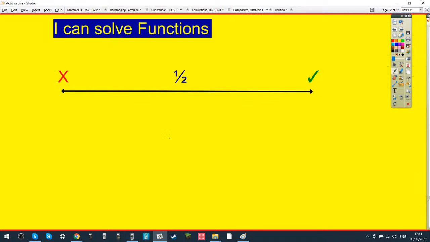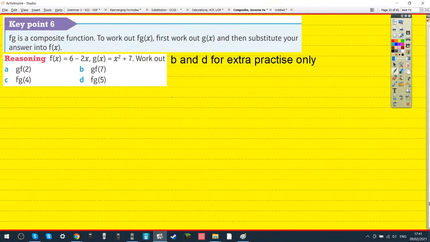Let's see. Alright, solving functions. I think half. Okay, let's see this one. Composite functions. This is just substitution. So the g of f of 2. What is the f of 2?